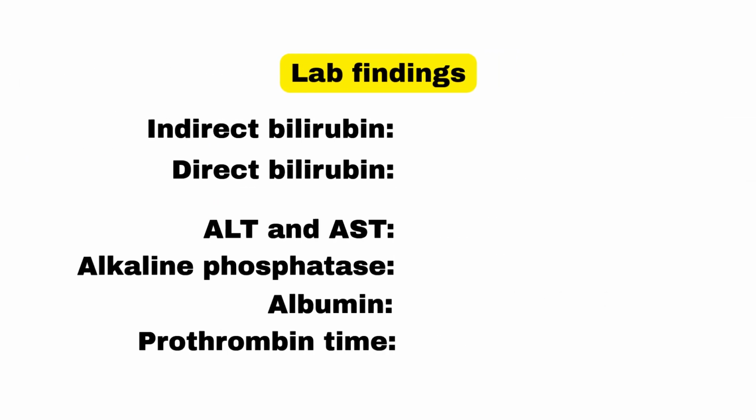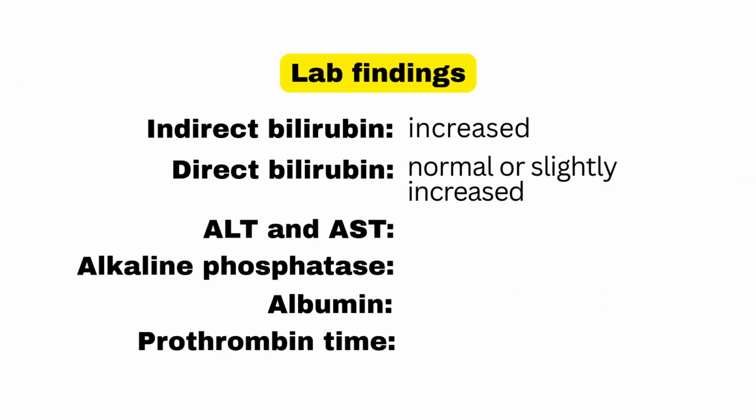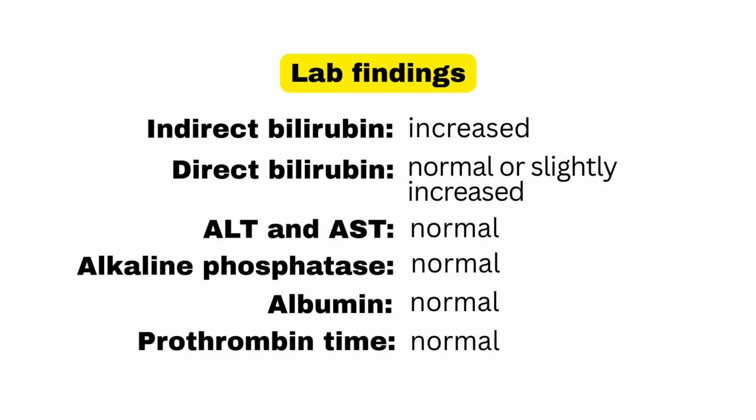Lab findings: indirect bilirubin increased, direct bilirubin normal or slightly increased. ALT and AST are normal, alkaline phosphatase is normal, albumin normal. Prothrombin time is also normal.